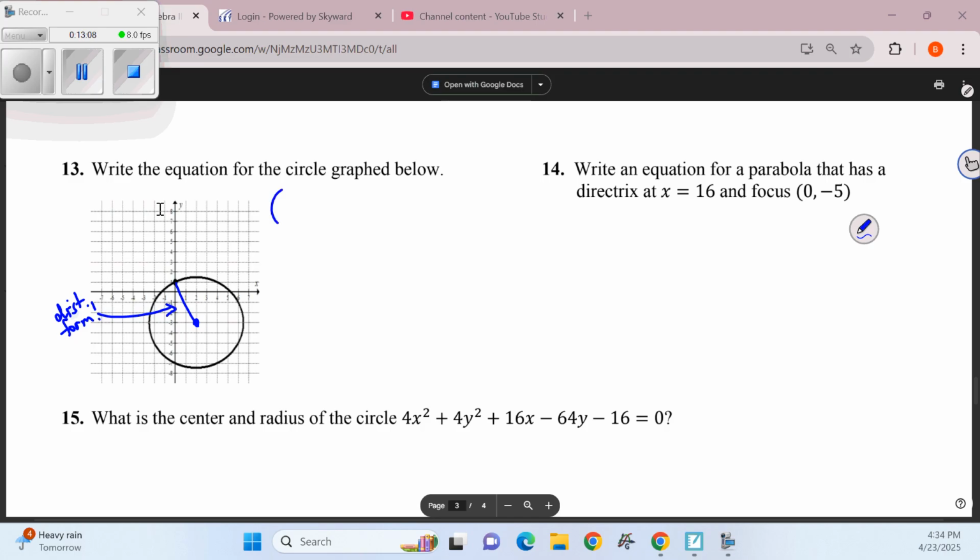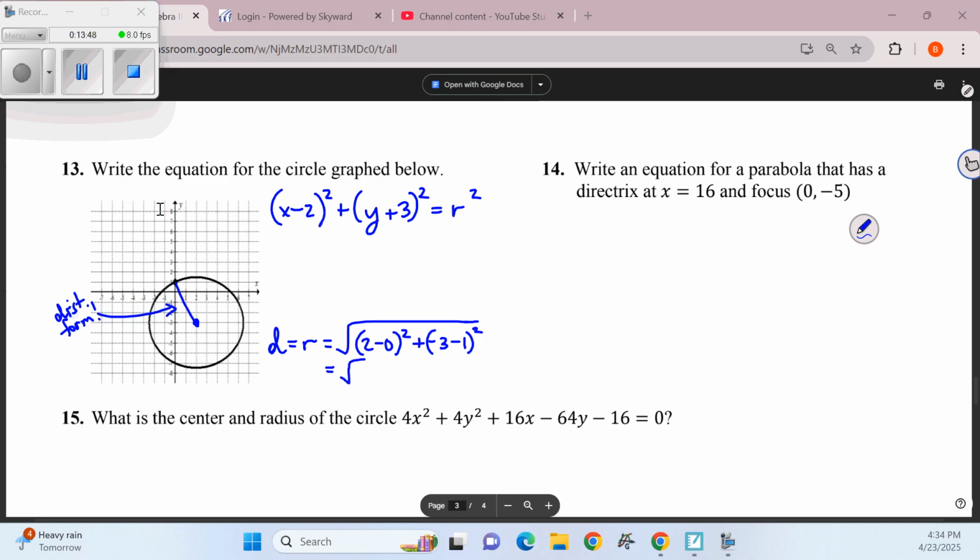The center for this thing is 2, -3. So x minus 2 squared plus y plus 3 squared is equal to r squared. So all we really have to do is figure out what that radius is. So let's do a little bit of work here. The distance, which is our radius, between these two ordered pairs is the square root of x2 minus x1, so 2 minus 0 squared, plus y2 minus y1, so -3 minus 1 squared.